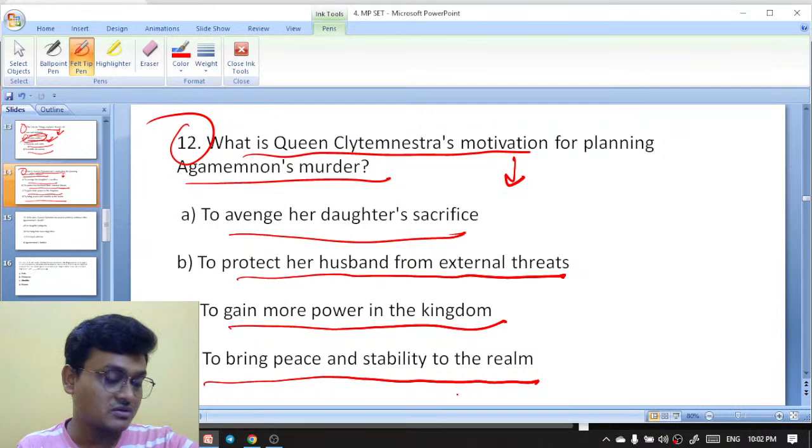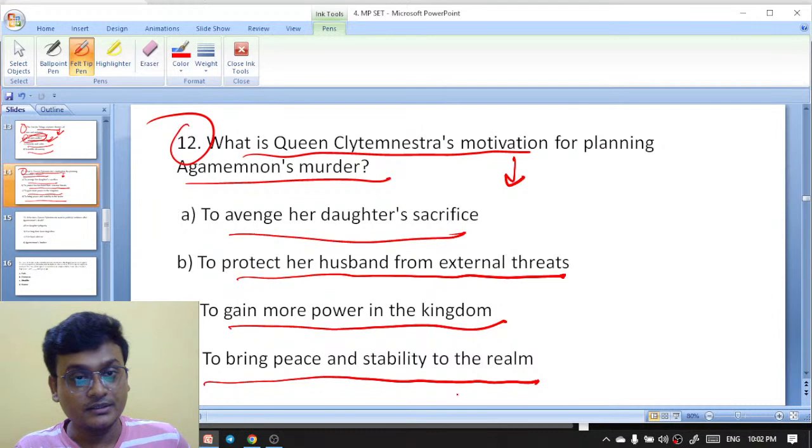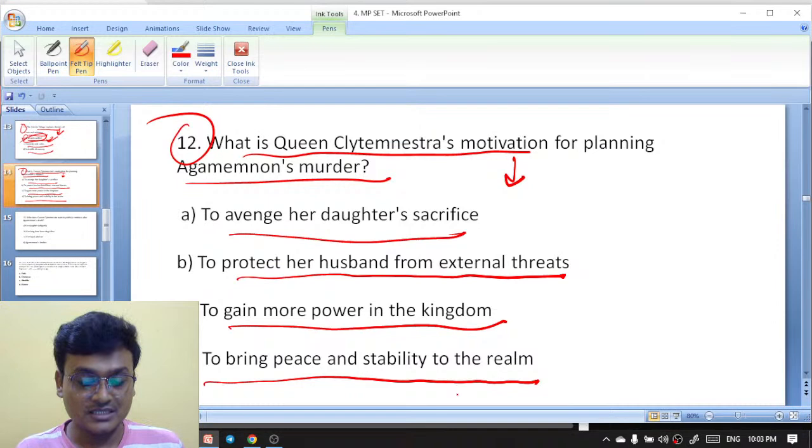Why was she planning to kill her own husband, Agamemnon? To avenge her daughter's sacrifice, to protect her husband from external threats, to gain more power in the kingdom, or to bring peace and stability to the realm. What would be the right answer here?